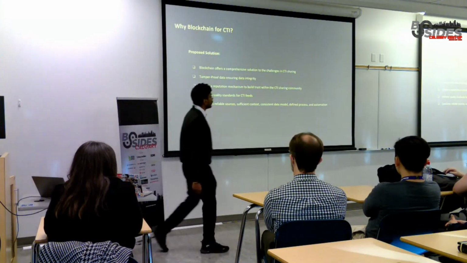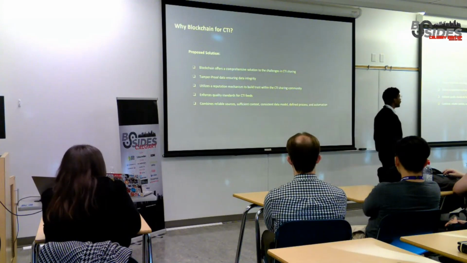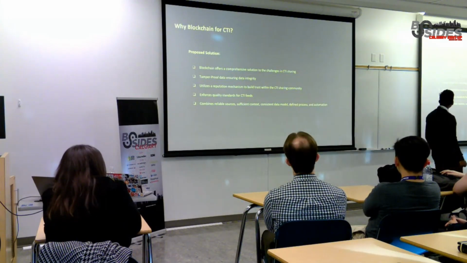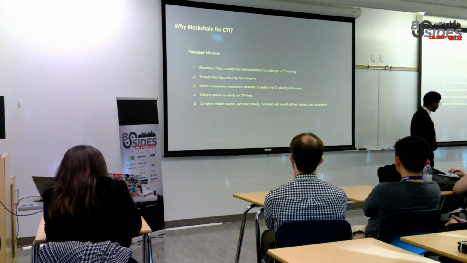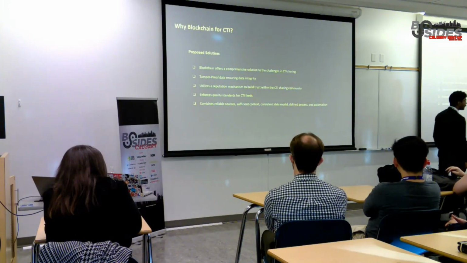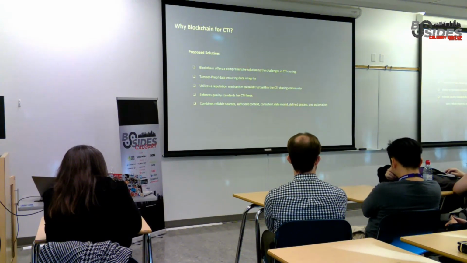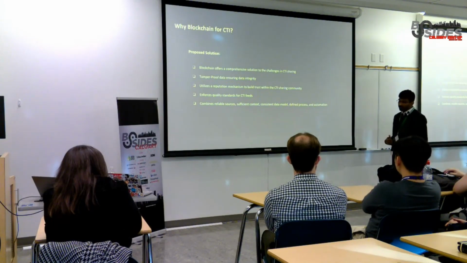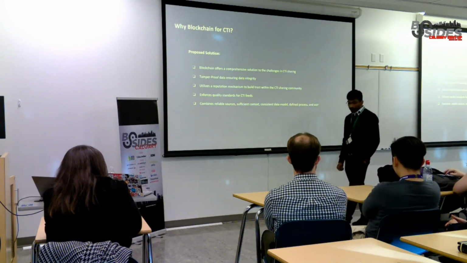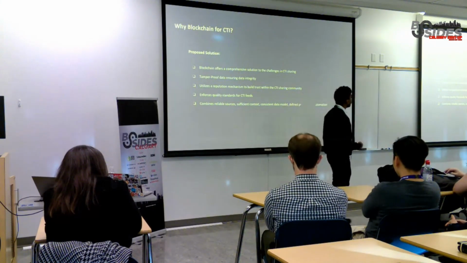So the proposed solution is blockchain offering a comprehensive solution to the challenges in CTI sharing. Okay, now how are we going to do that? Ensuring data integrity. Like I've seen an IOC in the wild, and I want to share it across. Now, the most important thing when sharing that is the timeliness. How do I know when it was seen for the very first time? So immutable timestamps is one thing which I really want with my IOCs.